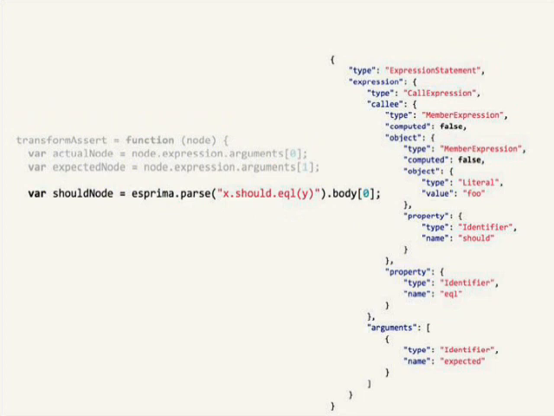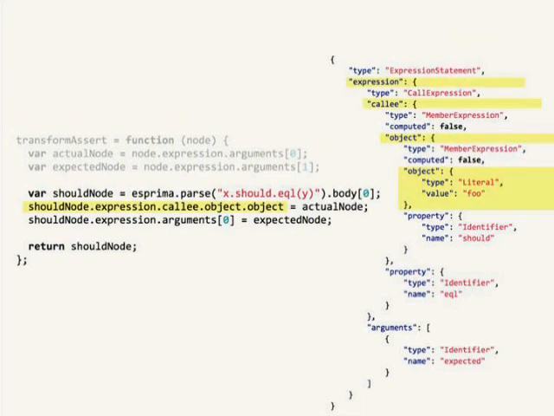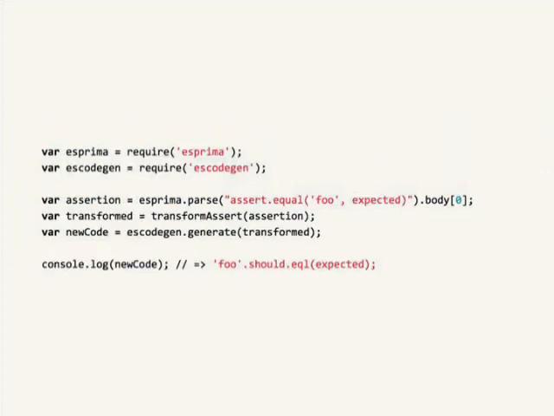Then from there, we overwrite the values. If you see expression, callee, object, literal, foo, we set that to the actual node. We reassign the x to the actual node, and similarly, we reassign what we expected to be the first argument of this function. We're just translating this tree from what we already have into what we want it to be, just like we would manipulate any other JavaScript object that you might get from, say, an HTTP API or something like that. So with that transform assert function filled out, it works. We can transform exactly this assert equal to a should statement.